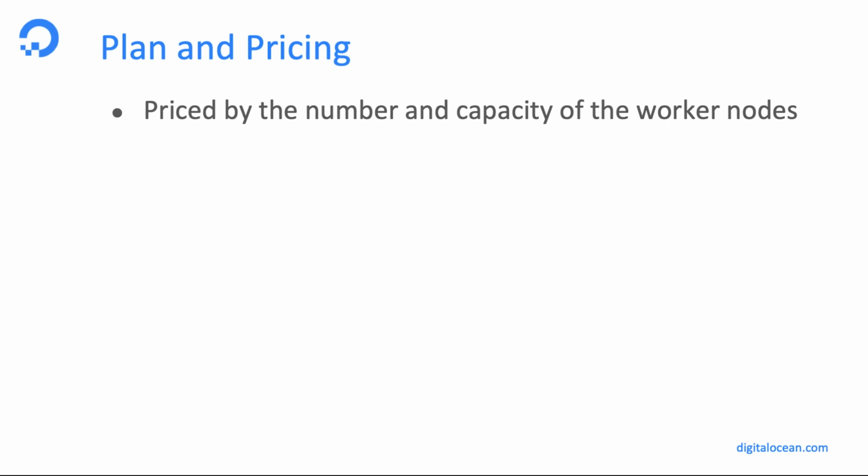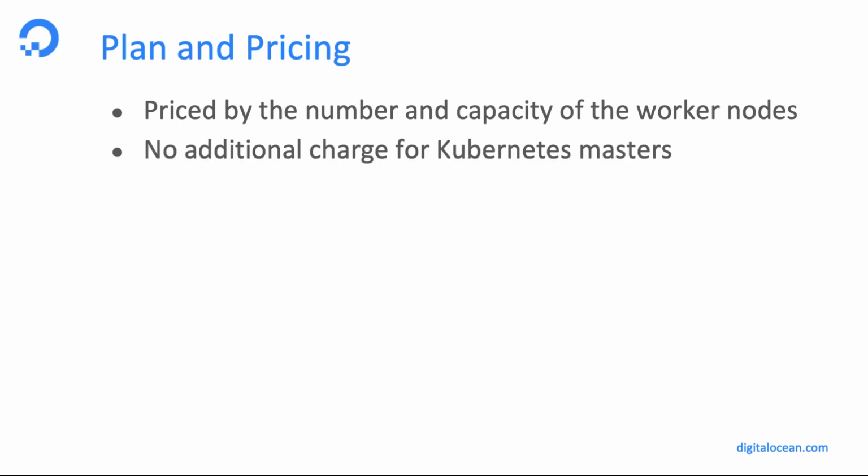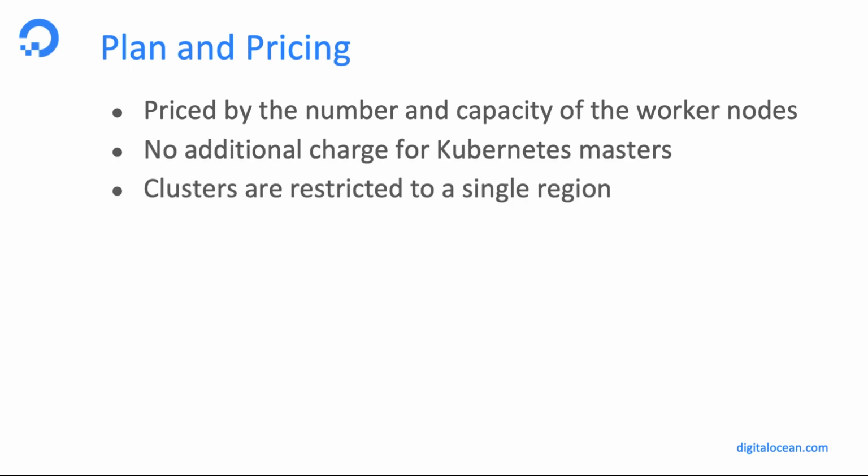So let's see what plan and pricing DigitalOcean provides. We charge you only for the number of worker nodes. Remember, because it is a managed Kubernetes cluster, a master node is up and running, which is managing all your worker nodes, but DigitalOcean doesn't charge for that. It just charges on the number of worker nodes you have up and running. So no additional charges for the master node.